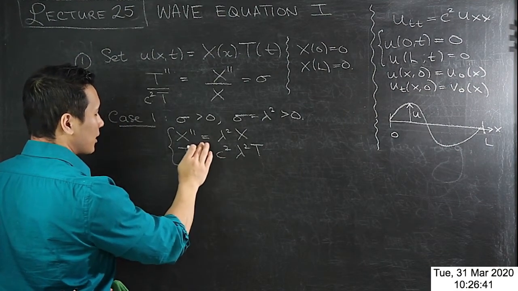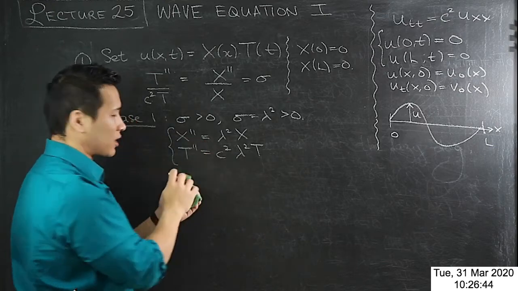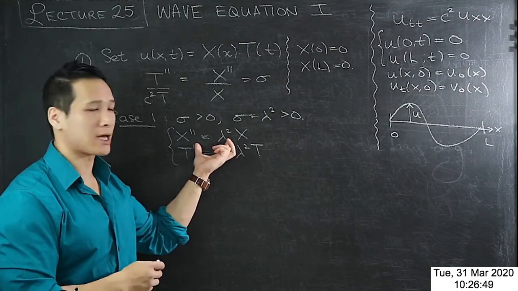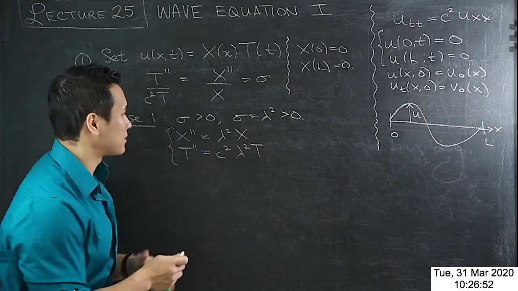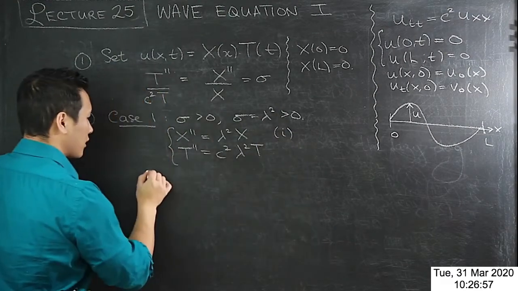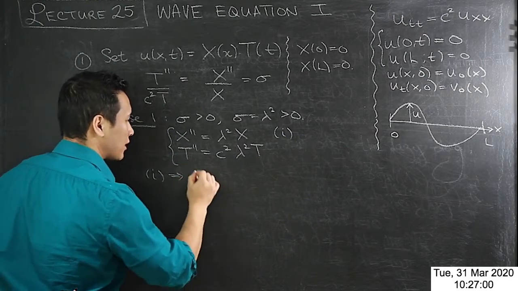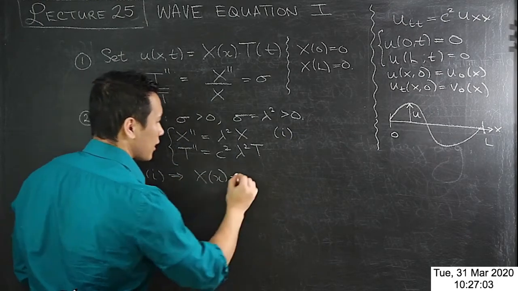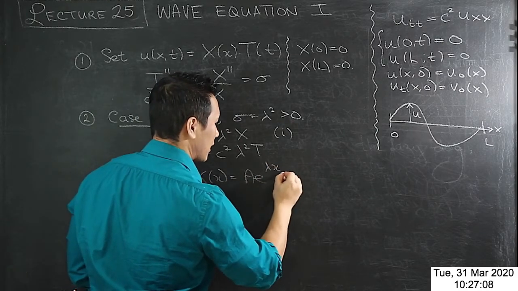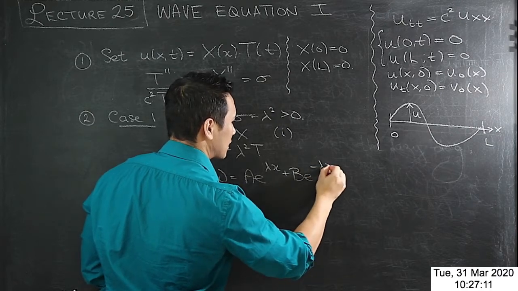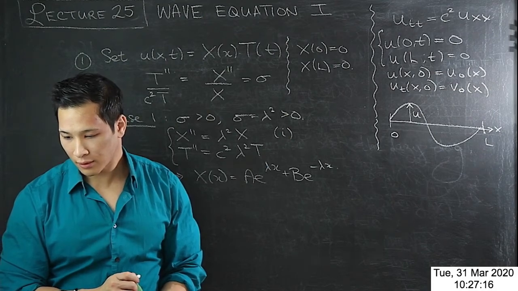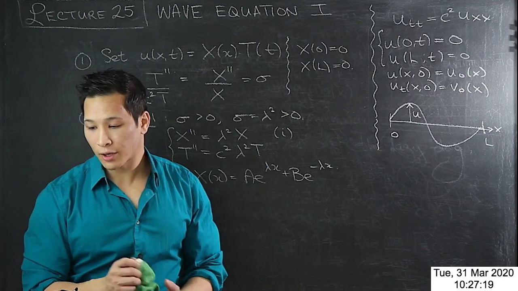So there's two ways of doing it, okay? The way that most of you are comfortable with is that you know that this gives you exponentials, right? It's e to something times x plus e to that negative times x. So in this case, let me call this item 1 here. Then item 1 here will give you basically that x is equal to a e to the lambda times little x plus b e to the minus lambda times little x.